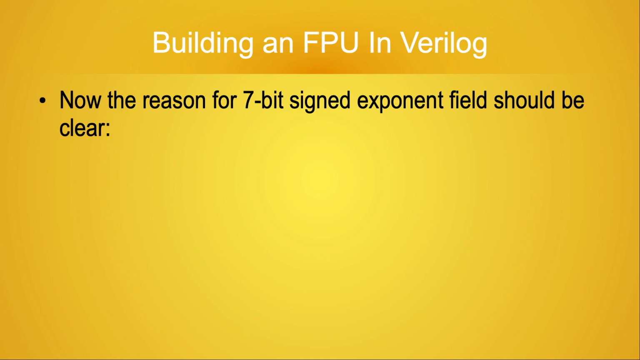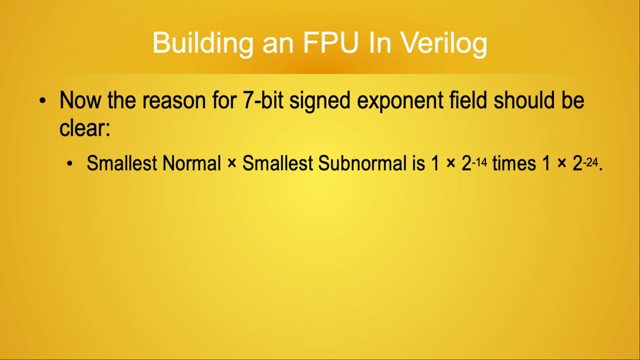Let's revisit my earlier decision to use 7 bits to hold the signed exponent, even though we only needed 6 bits to hold the signed exponent for normal numbers. Consider for a moment that the 2 operands passed into the multiply module are the smallest normal number and the smallest subnormal number. We would need to multiply 1 times 2 to the minus 14th power by 1 times 2 to the minus 24th power. The result is 1 times 2 to the minus 38th power.